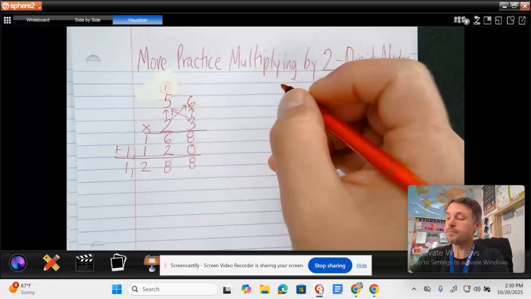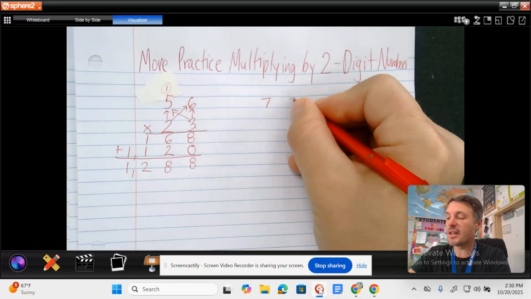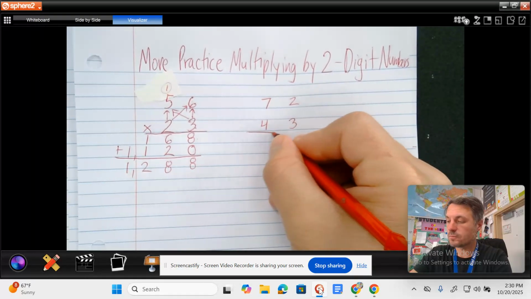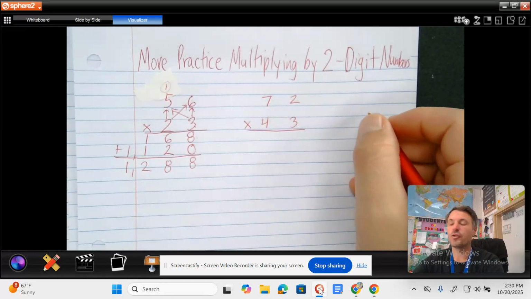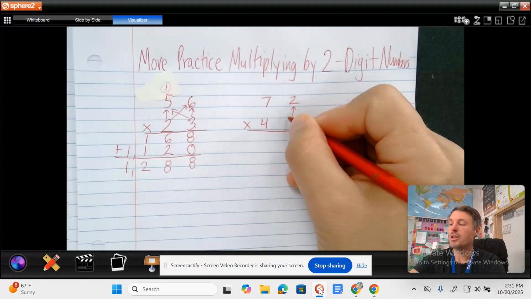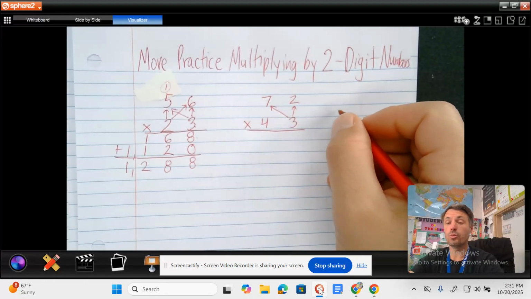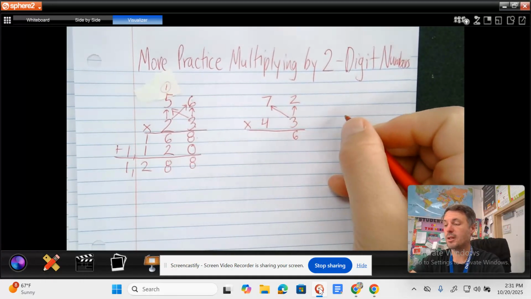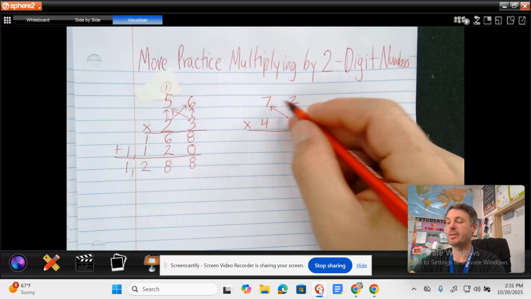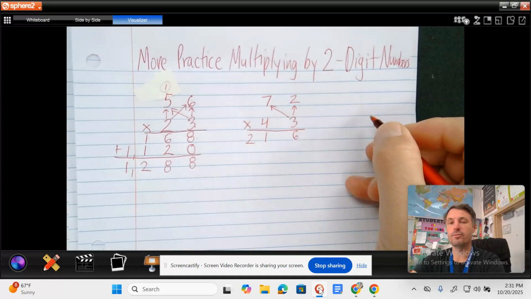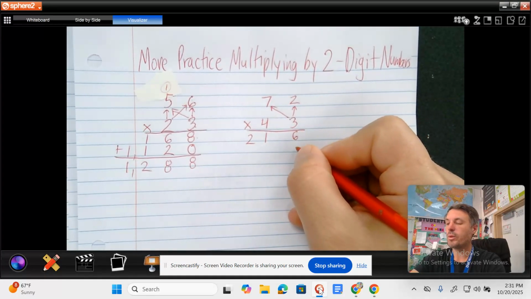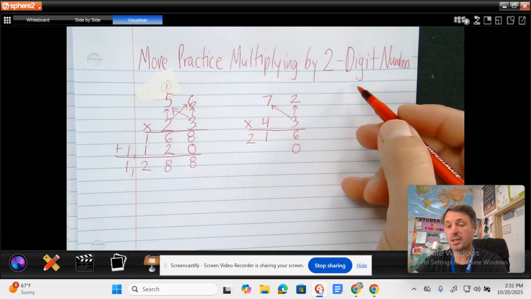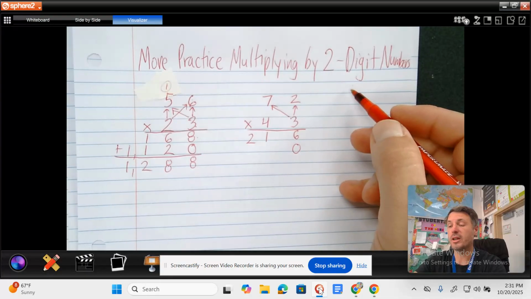Let's do another one. Let's say we have 72 times 43. Again, first we just do 3 times 2, then we do 3 times 7, and we regroup when necessary. 3 times 2 is 6. Then we do 3 times 7. 3 times 7 is 21. After that, we put a placeholder. If we carried anything, we would either erase it or scratch it out, but we didn't have to carry anything.